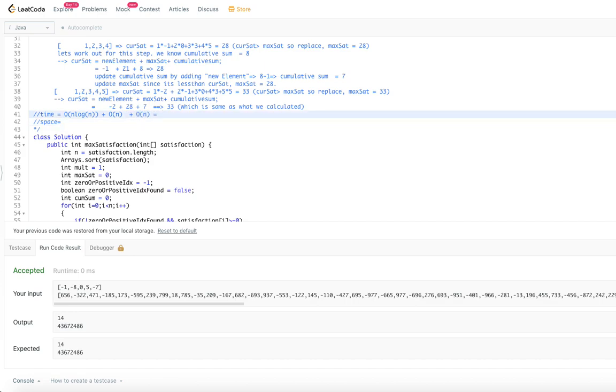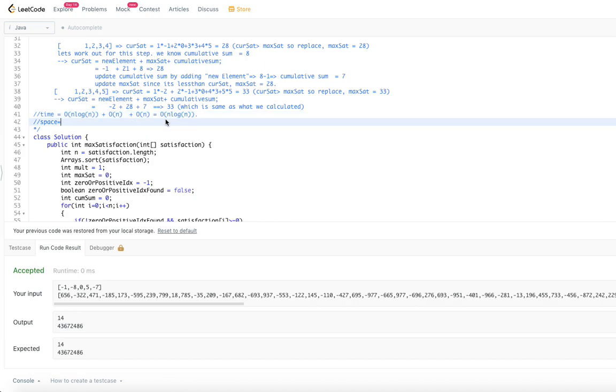So what is the total time complexity? Order of n log n plus order of 2n. In general, n log n is bigger than n. That's the reason why we will say the total complexity for this algorithm is order of n log n.